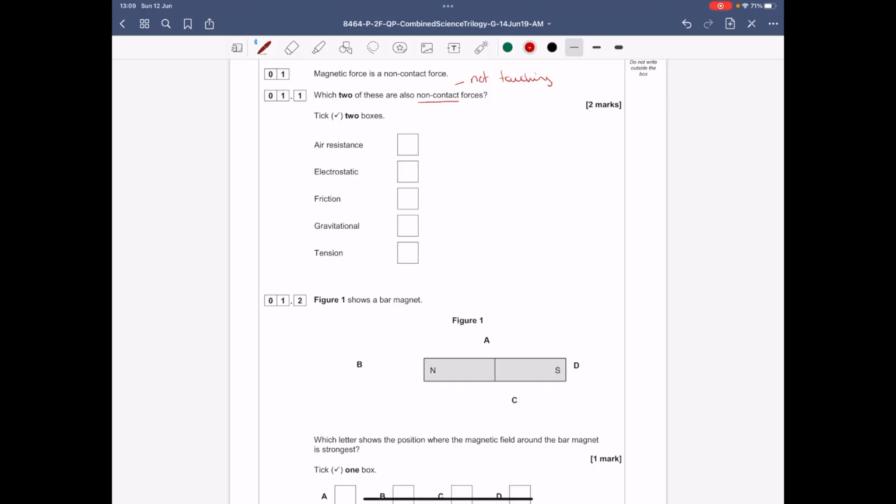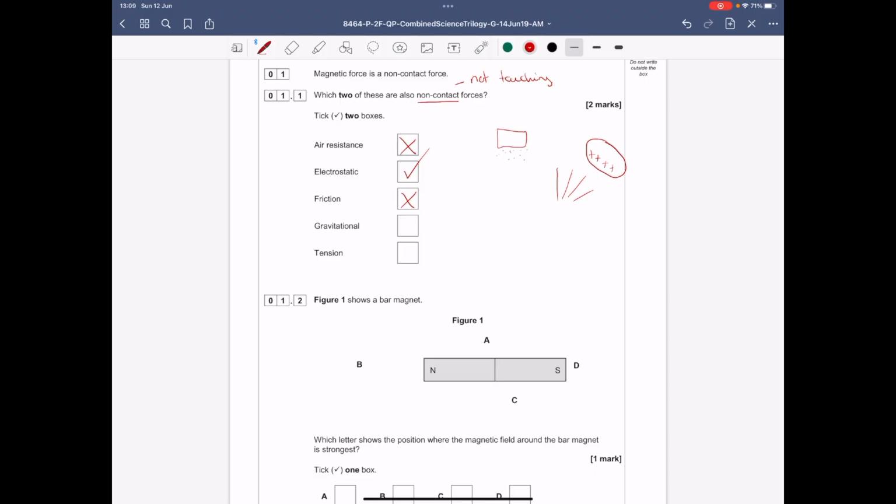Well, air resistance: if an object is falling down through the air, it will still be colliding with the air. So air resistance is a contact force, so it's not that. Electrostatic, that's when you've got positive and negative charges, a bit like when you've got your hair standing on end after you rub it with a balloon. If you bring a charged balloon by it, you'd get attraction over a distance, and you don't actually have to touch the hair to move it, so electrostatic would be a non-contact force. Friction is when you rub things together, so that would be a contact force.